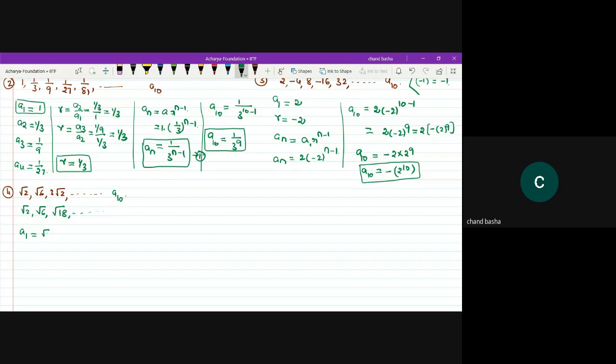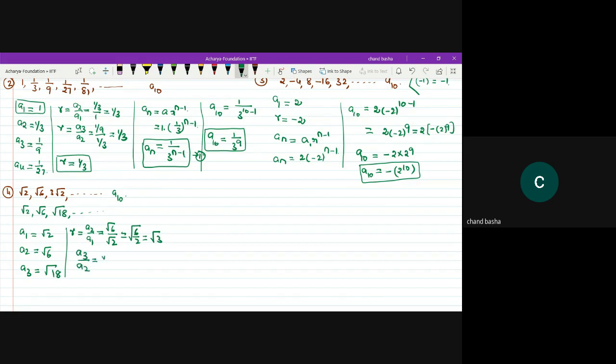A1, the first term, is root 2, A2, the second term, is root 6, A3, the third term, is 3 root 2, I can write 3 root 2 as root 18. Any problem? Yes, sir. 3 square means if 3 comes in the square root, 9 into 2, it is 18. So I can find the common ratio first. R is equal to A2 divided by A1. That is under the root of 6 divided by under the root of 2. So both are square roots, and under the root means root 6 divided by 2, that is equal to square root of 3.